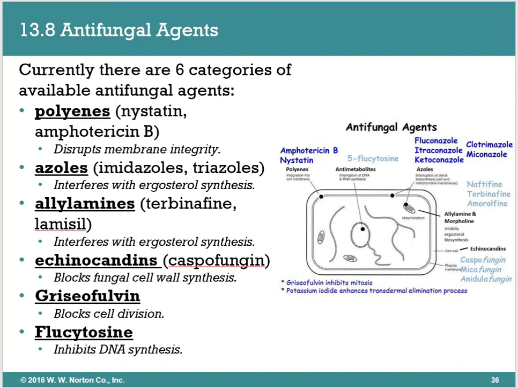So azoles specifically will target ergosterol inside the fungal cellular membrane. With the azoles targeting the ergosterol inside the cellular membrane, it becomes unstable and then eventually will collapse in on itself. Or there's flucytosine, which will inhibit DNA synthesis of the fungi. So those are the big ones.